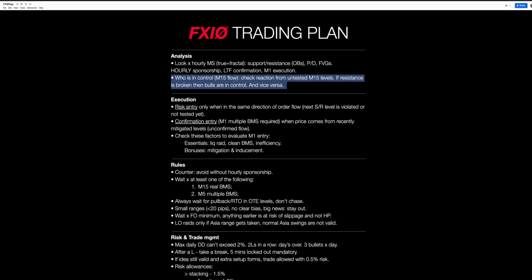M15 flow: check reaction from untested M15 levels. If resistance is broken, then bulls are in control and vice versa. Allora, a couple of things. First of all, what I call flow, you can call market structure, you can call trend, you can call whatever you like. I like the name flow because for me it's low time frame. M15 and M5 is more like a flow, day trading flow, and hourly is more market structure.